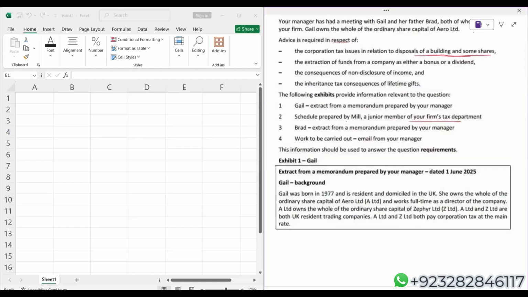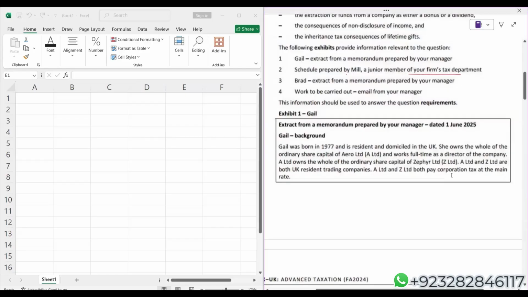Now let's see the background information. Gail was born in 1977 and is resident and domiciled in the UK. At least we know that one thing. Whoever is domiciled and resident in the UK will have to pay tax on their worldwide income. She owns the whole of the ordinary share capital of Arrow Limited and works full-time as a director of the company.